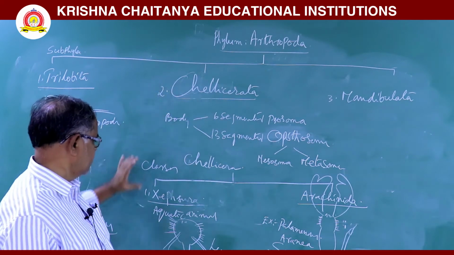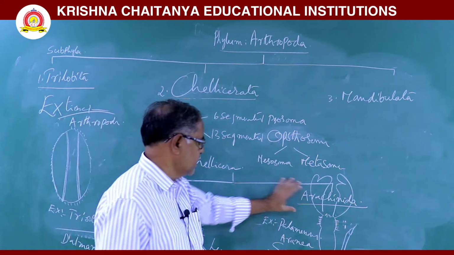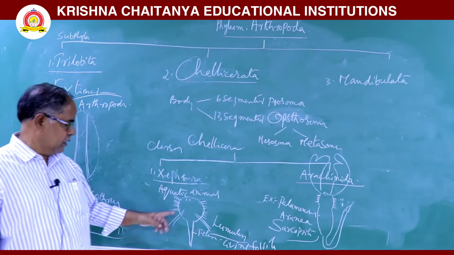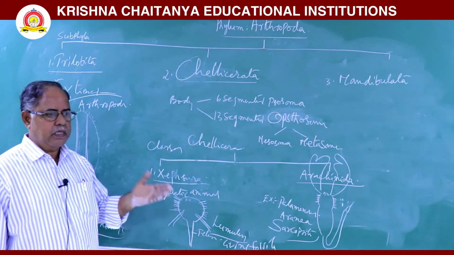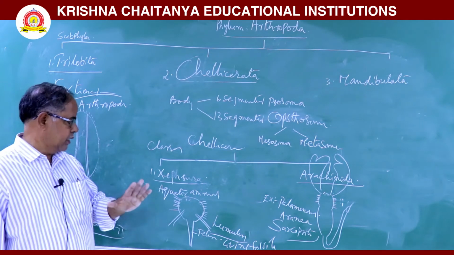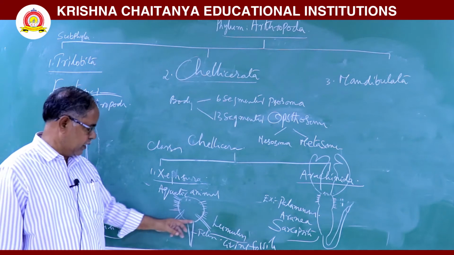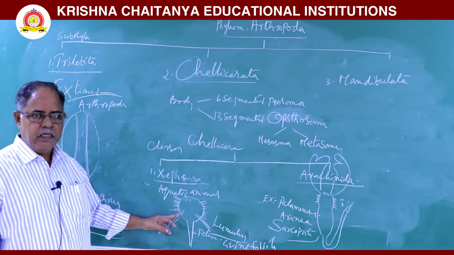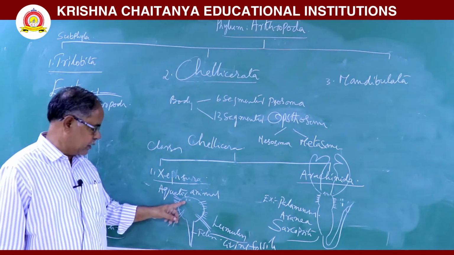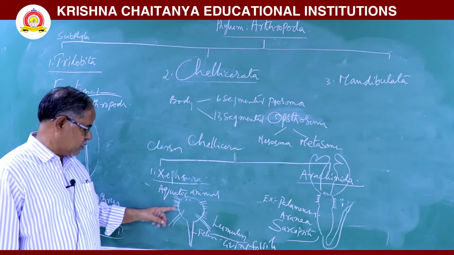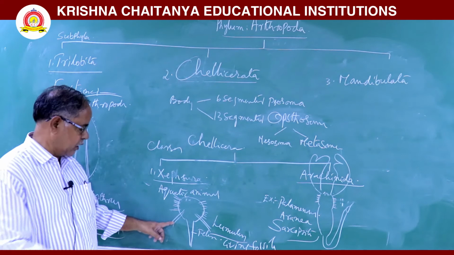Chelicerata is further classified into 2 classes: one is Xiphosura, the next is Arachnida. Xiphosurans are aquatic animals. Some are extinct, some are extant. Only 3 genera are extant. The prosoma is covered by a horseshoe-shaped carapace. In this prosoma, 6 pairs of appendages are there. The first pair is modified as chelicerae. The second, third, fourth, and fifth are modified as walking legs, and the 6th pair is modified as a pusher leg.